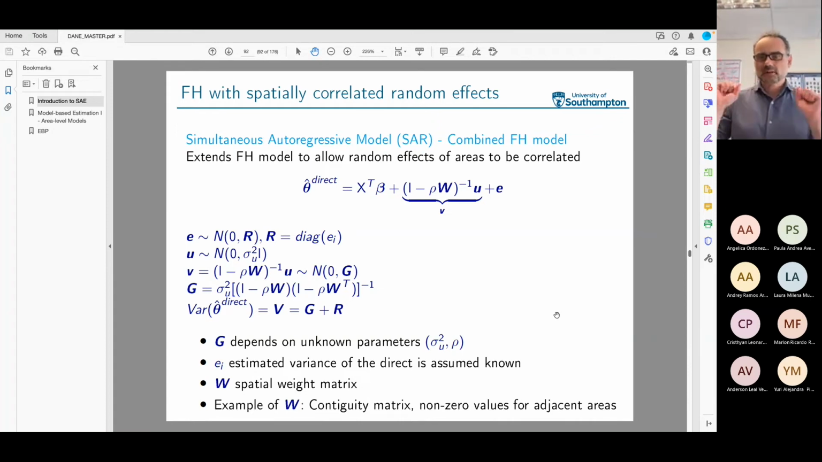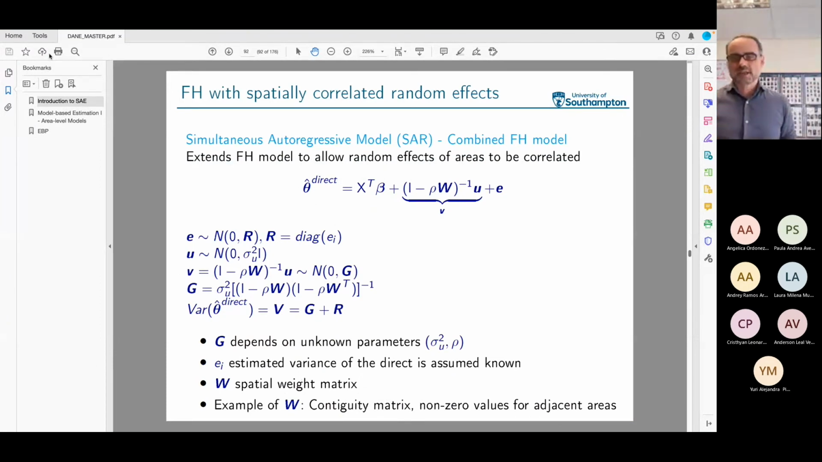Because remember that until now, we have assumed that the random effects are independent, but occasionally we have applications where areas that are closer or in some kind of neighborhood may be more similar compared to areas that are further apart. And in this case, bringing in this correlation might give some gains in efficiency when we produce the point estimates. And the model that we're going to see is called the Simultaneous Autoregressive model, or SAR model.